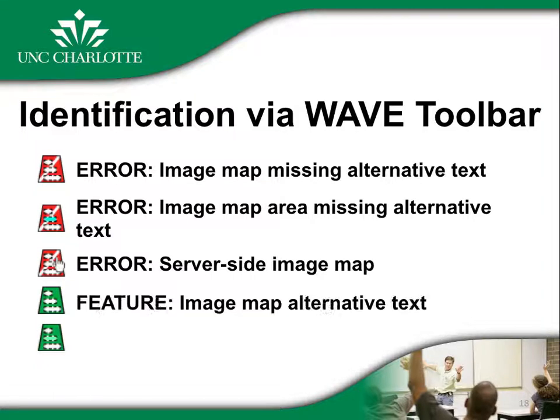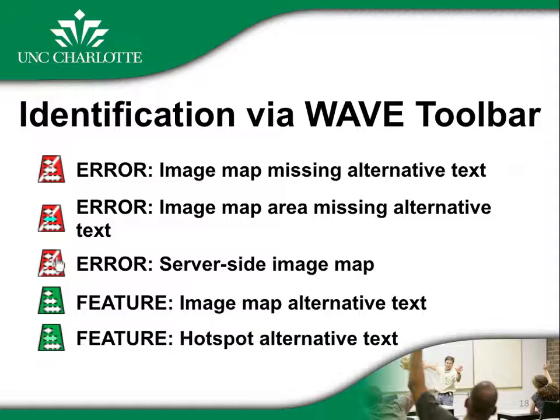The fourth and fifth should be evaluated similarly to evaluating functional images. Do the alternative texts convey equivalent information and/or function of the link? Now we'll look at the specific checkpoints.